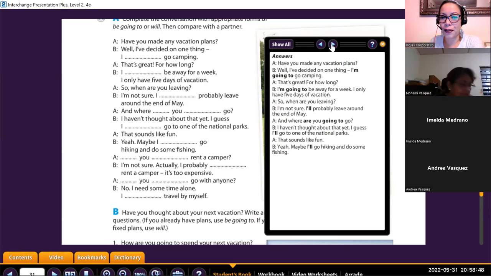Question. Are you going to rent a camper? Excellent. That's correct. Are you going to rent a camper? I'm not sure. Actually, I probably will rent a camper. Casi que estoy segura que sí, sería con will, pero... Yes, teacher, I think the same. Ajá, pero okay. Dice, I'm not sure. Actually, I probably will rent a camper. It's too expensive.